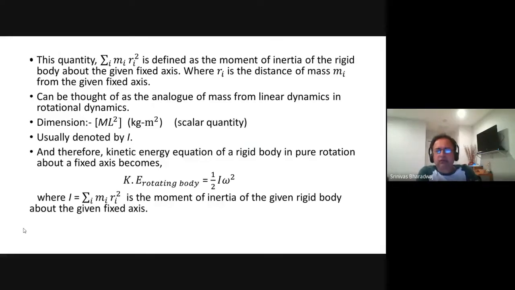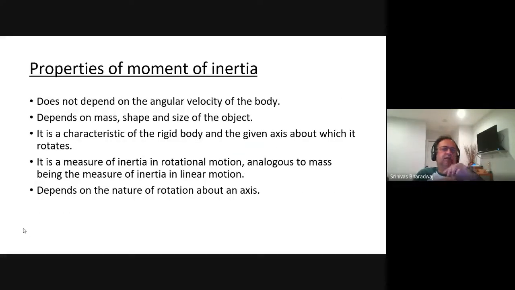Okay, and there are a lot of rules around moment of inertia, and they will definitely ask you questions around moment of inertia. The moment of inertia does not depend on the angular velocity of the body. Rather, it is a property that is related to the mass as well as the shape and size of the body, right?